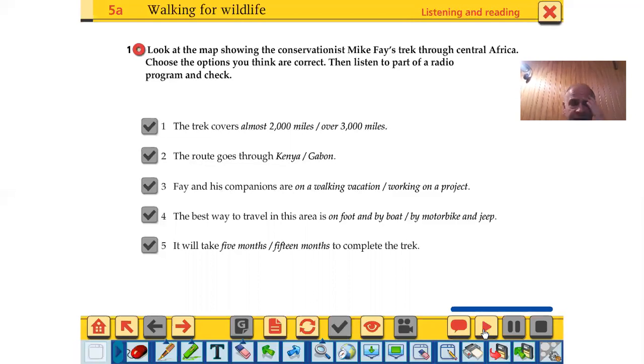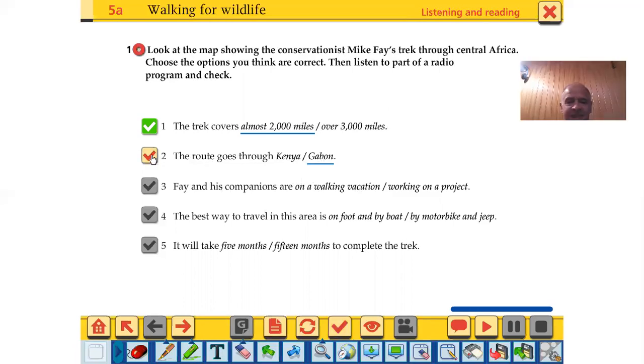Okay. Could you check the answers for this? The trek covers almost 2,000 miles or over 3,000 miles. What do you think? 2,000? Yes. Okay. The route goes through Kenya or through Gabon? Open your microphones. Kenya or Gabon? I don't know. Kim? I think it was Gabon, but my internet is so slow that I couldn't really hear.